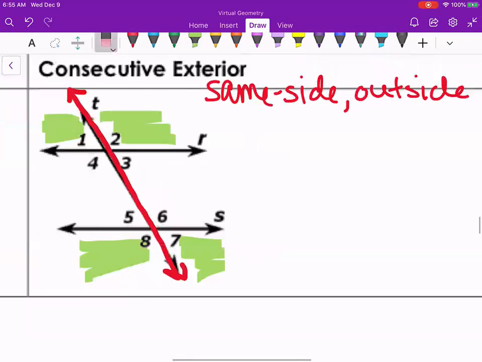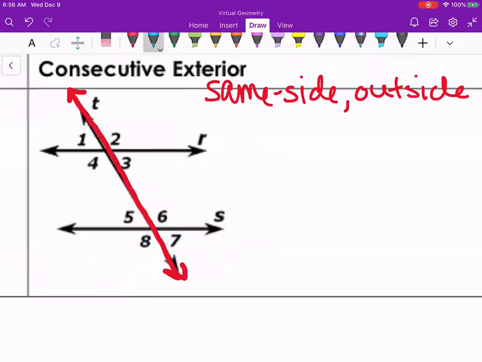So let's say we start off with angle 8 down at the bottom there. All right, so angle 8 is on the left side of the transversal. So it's got to match up with either 1, 4, or 5. So right now 5 is out because 8 and 5 are linear. 4 is out because it's on the interior. So angle 1 is my match.